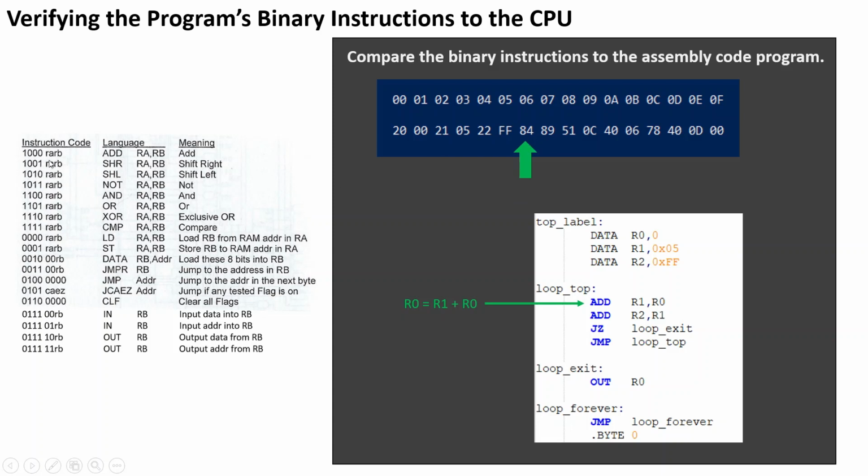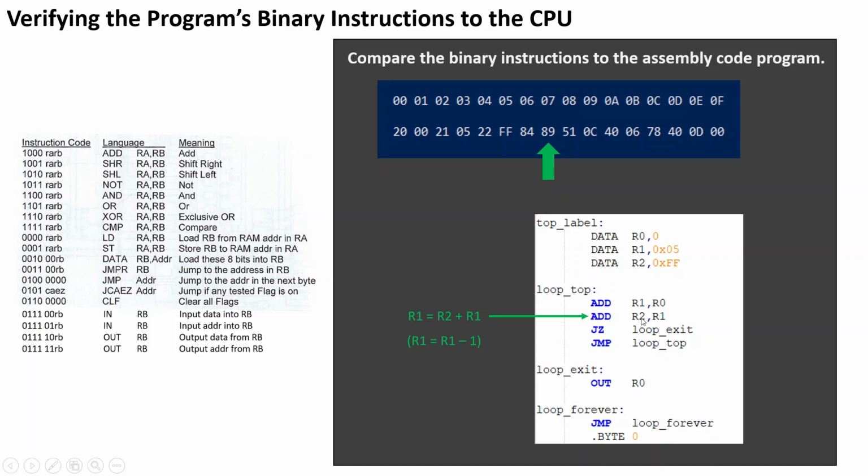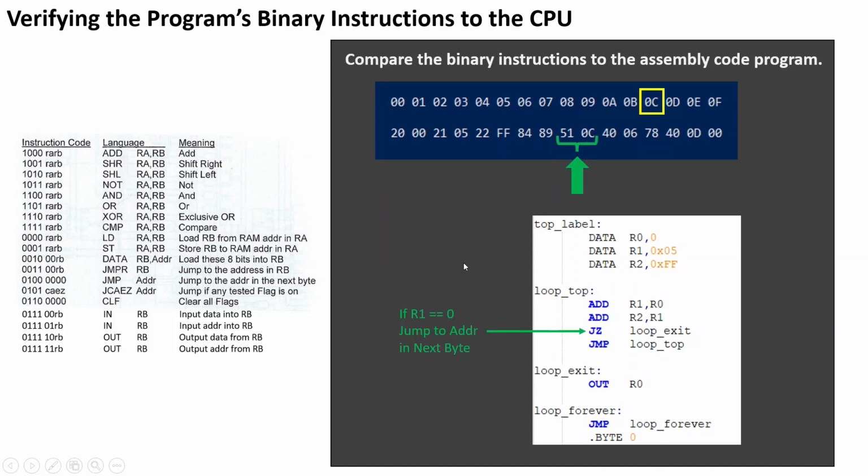So 4 means we're taking R1 and R2. No, I correct myself. R2 and R0, R1 and R0, which is what we have over here. I should just look over here. But 4 is R1 and R0. And then the next one is adding R2 and R1, which is hex 8 and 9. And then now the jump if.